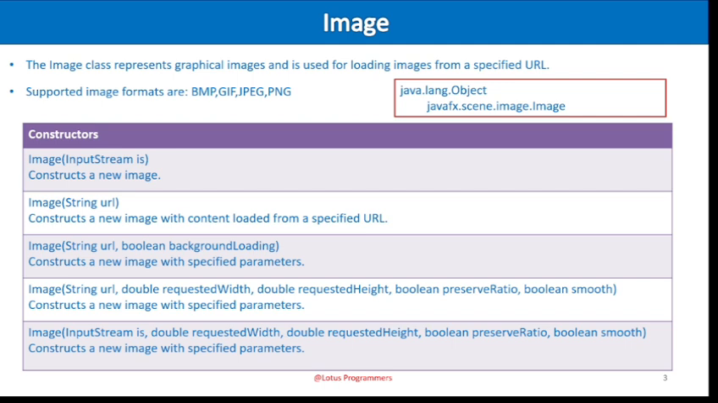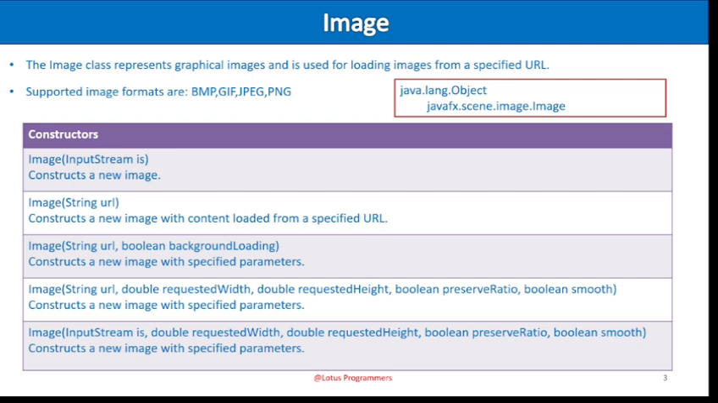The preserve ratio and smooth attributes are image processing attributes for enhancing the quality of the image on the JavaFX scene. If preserve ratio is true and smooth is true, the quality of the image on the JavaFX scene is enhanced. Another constructor is Image with an input stream argument, requested width, requested height, preserve ratio and smooth. Here the image is created from an input stream object.